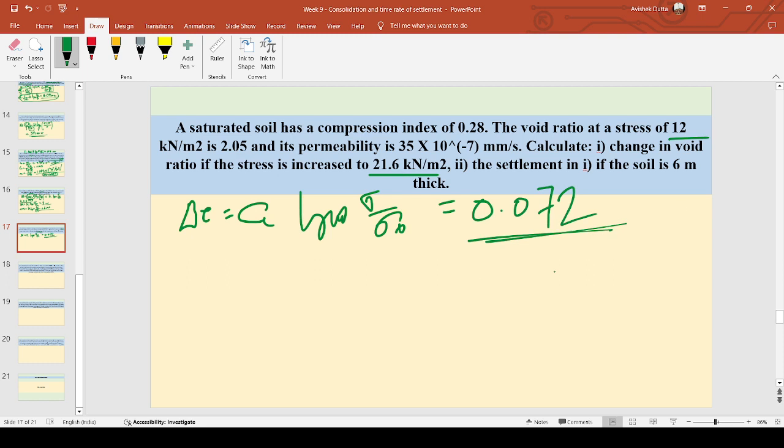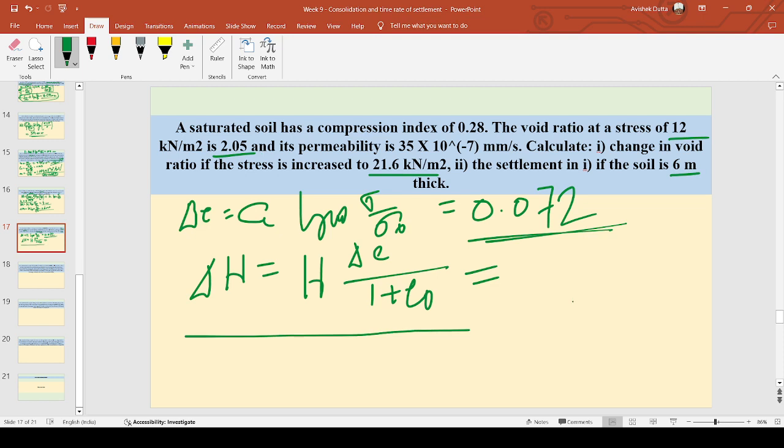Now the settlement, I have mentioned the formula previously, that is del H equals H into del E divided by 1 plus E0. Del E we have found out, 0.072, 0.0715, whatever. E0 we know, it is 2.05, isn't it? The void ratio at a stress of 12 kN per meter square is 2.05. What is the value of H? The value of H is 6 meter, isn't it? So put everything in this equation. It will be equal to 0.14 meter.